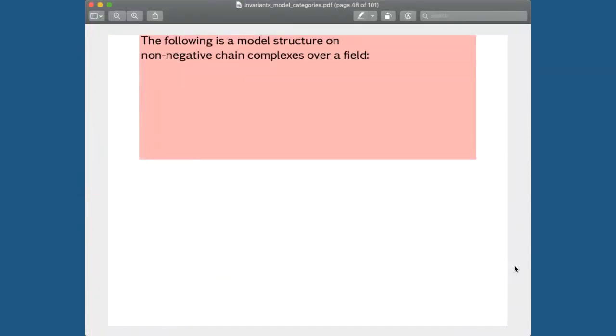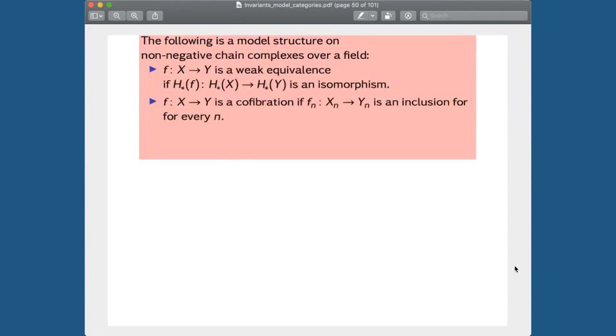The following is a model structure on non-negative chain complexes over a field. I have to give you three classes of maps, and I will not prove it, but it's a theorem that these three classes of maps satisfy those five axioms. A map between chain complexes is a weak equivalence if it's a homology isomorphism. A map is a cofibration if it's an inclusion in every degree. And a map is a fibration if it is a surjection, not in every degree, but in all positive degrees. I don't insist that it's surjective in degree zero, but I insist that it's surjective from degree one and on.